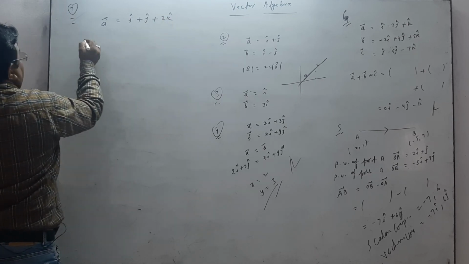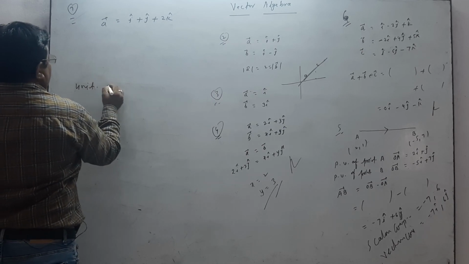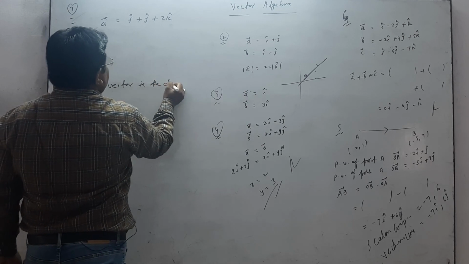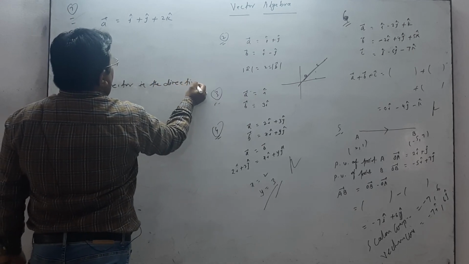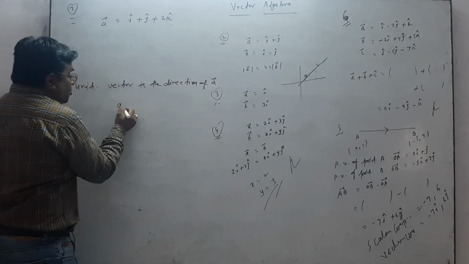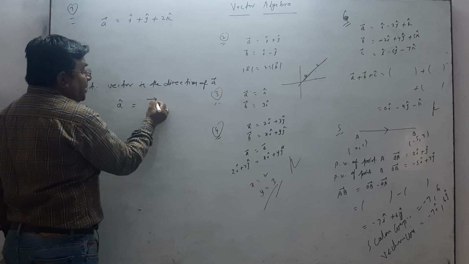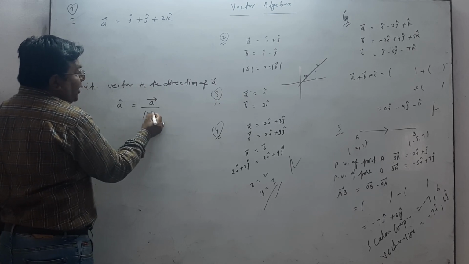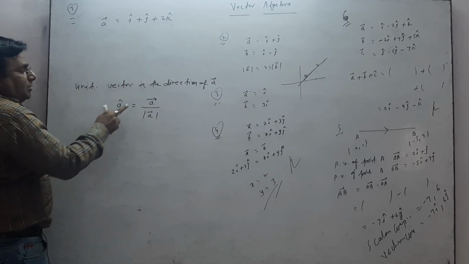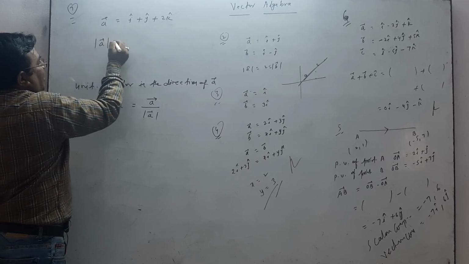Now find the unit vector. To find the unit vector in the direction of vector A, the unit vector is denoted by A cap. And what is the unit vector? The formula is vector A upon magnitude of A. You know student, vector A is given. To find the unit vector, we need two things, vector A and its magnitude. Vector A is given. What is the magnitude of vector A?